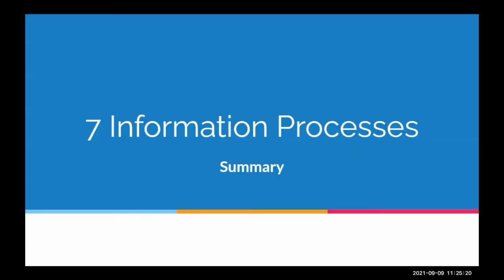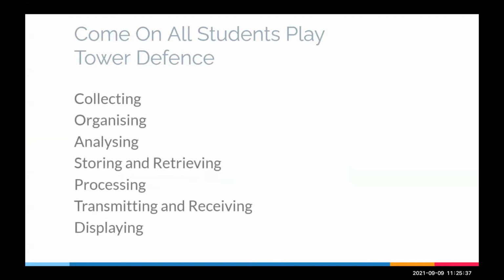Okay, what we're going to do today is look at the information processes, the 7 information processes. I'll start with a summary of them, which we all know by my acronym: Common All Students High Tower Defense. Okay. So collecting, organizing, analyzing, storing and retrieving, processing, transmitting and receiving, displaying.